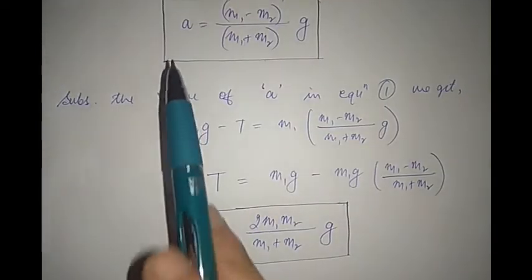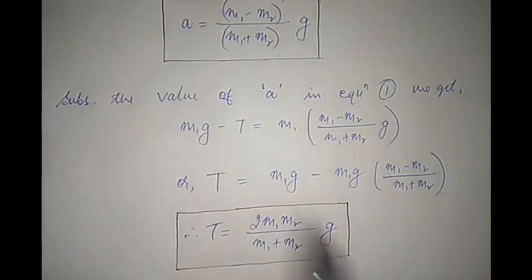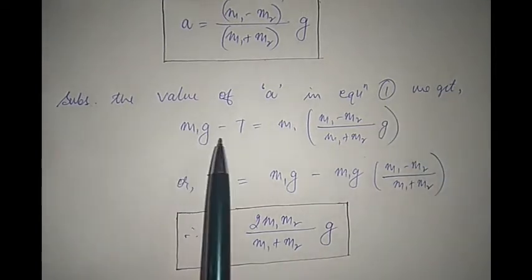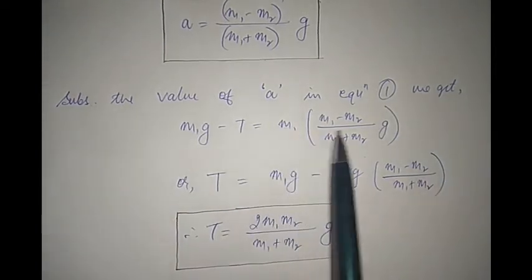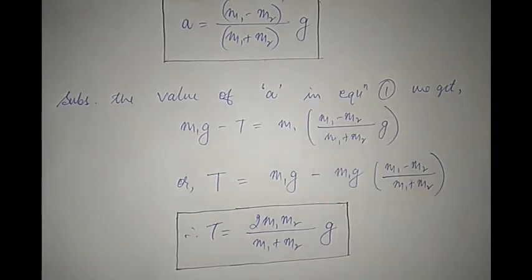Therefore, substituting this value of a in equation 1, you of course can substitute in equation 2 also, we get m1g minus T is equal to m1 into a. Now since the value of a is this, we have substituted the value.